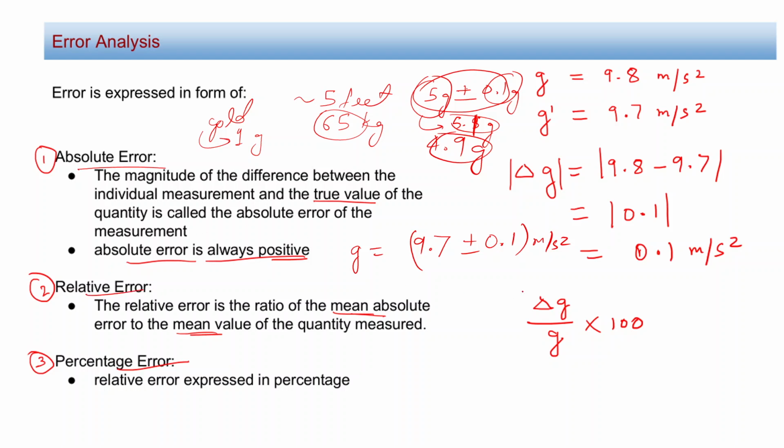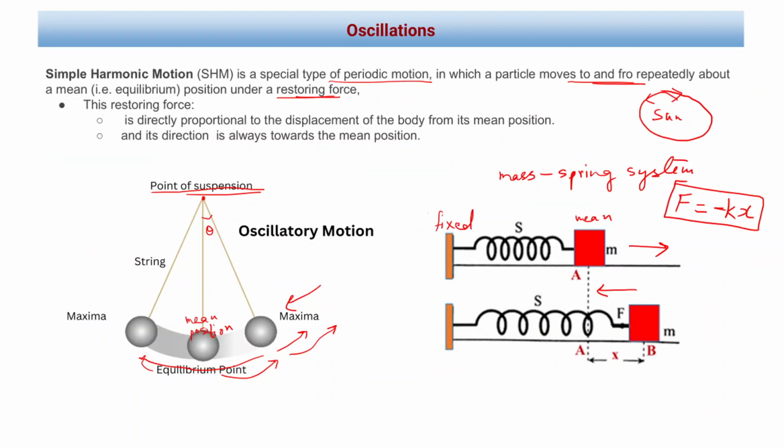Relative error, this is how we denote it: this error divided by the actual value. In percentage, we multiply it by 100. So we tell there is 2% error or 1% error in the reading. So these are the three different ways.